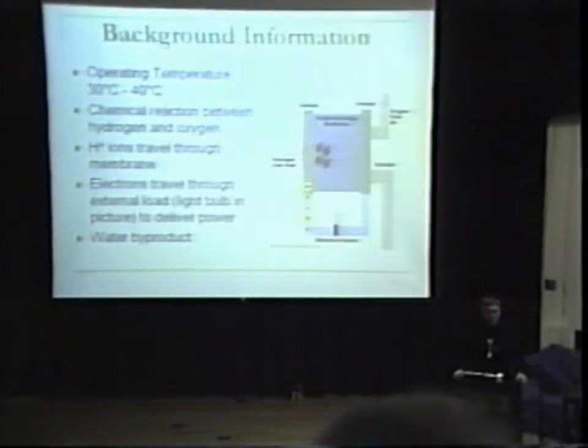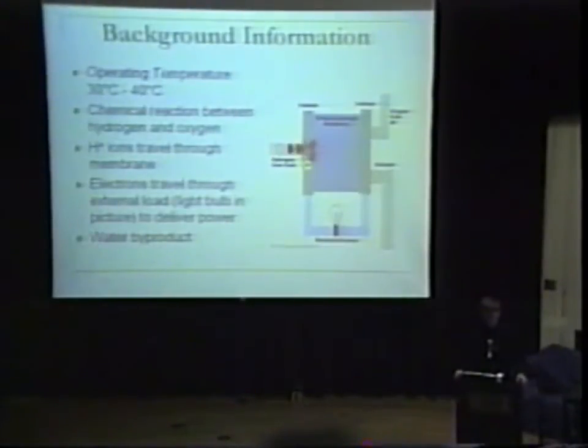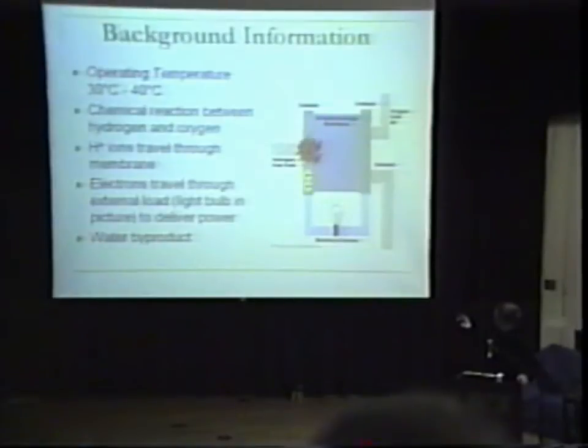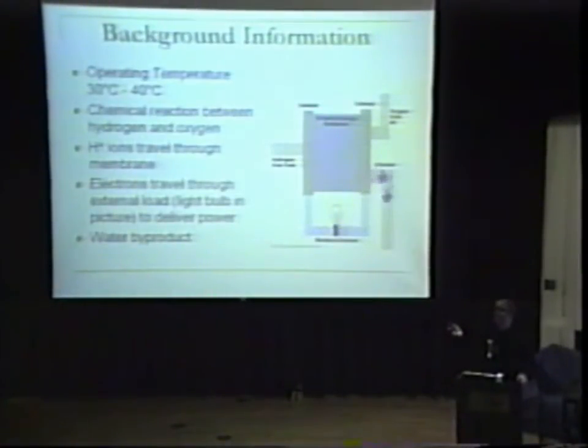And here's a little background information on fuel cells. The fuel cell that I had had an operating temperature anywhere between 30 to 40 degrees C. And obviously it's a chemical reaction between hydrogen and oxygen. From the little animation up here, you can see that hydrogen comes in, it breaks apart, and H+ ions go through the proton exchange membrane, and the electrons travel through the external load. And at the end, oxygen is pumped in, and they recombine to form hydrogen with oxygen, which forms water. And that's the byproduct of the fuel cell.